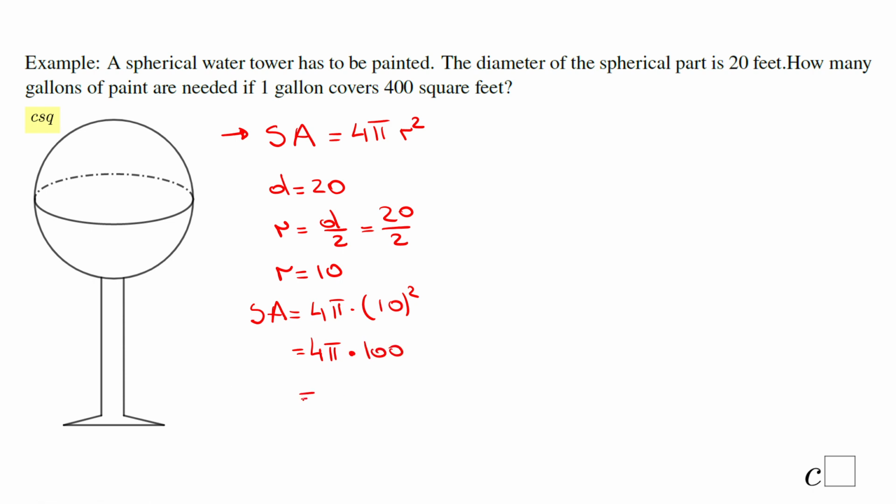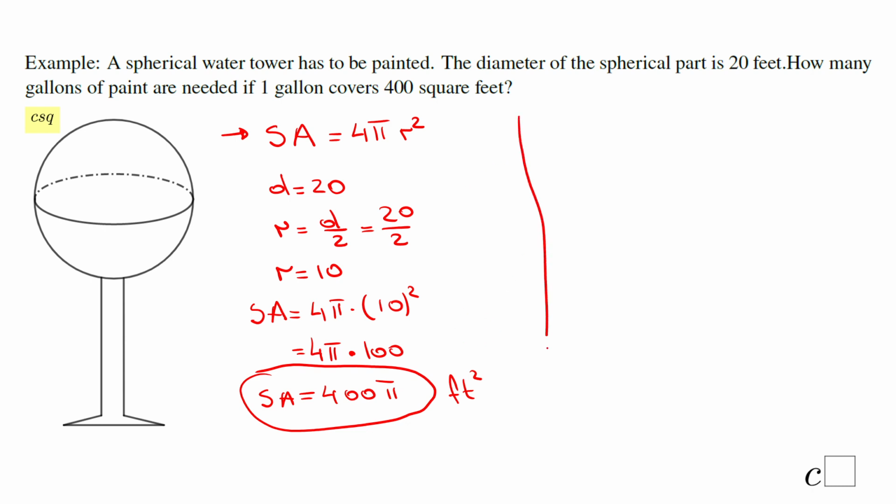And that will be 400 pi. That is how much the surface area is. Of course, the unit is square foot, in fact, because it's an area. That's what we need to paint. So now how do we find how much paint we need?